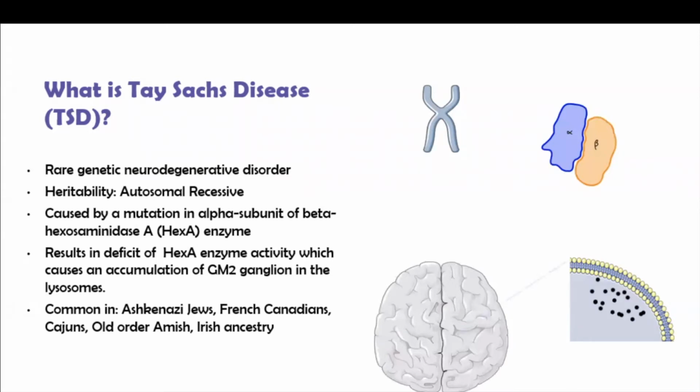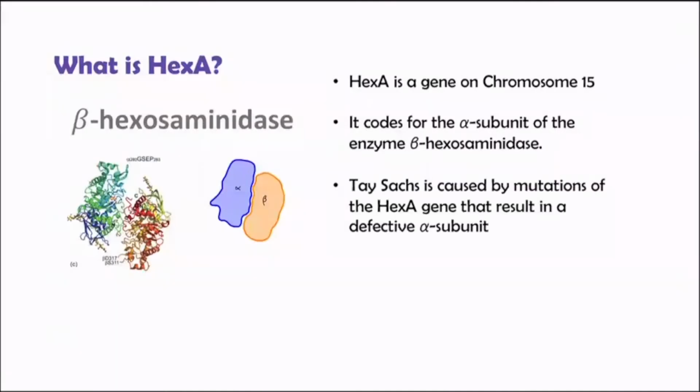It is an autosomal recessive disorder in which the genetic trait can be inherited from parent to child. Tay Sachs is very common in Ashkenazi Jews, French Canadians, Cajuns, Old Order Amish, and Irish ancestry.